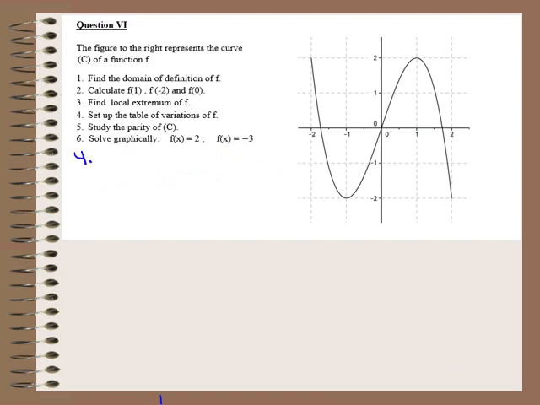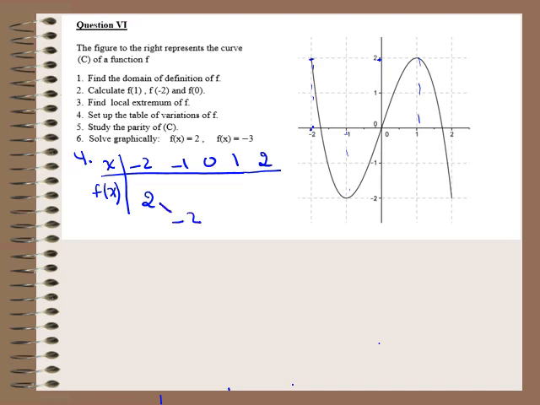Part 4. Set up the table of variations of f. Here we put x, and here we have f(x). First we take −2, and then we take the −1, the 0, the 1, and the 2. f(−2) is 2, and f(−1) is −2.